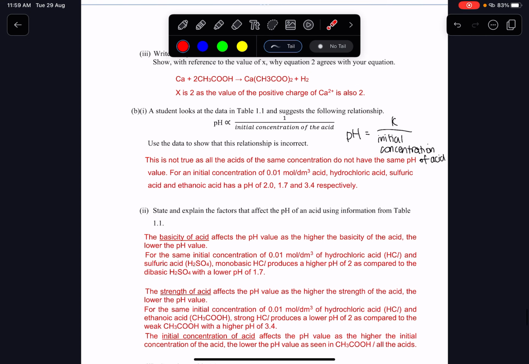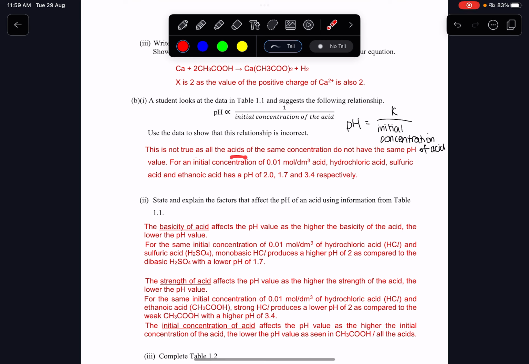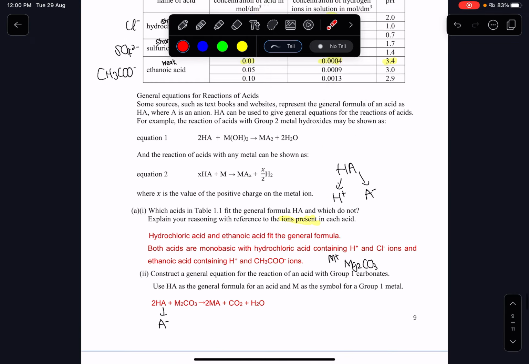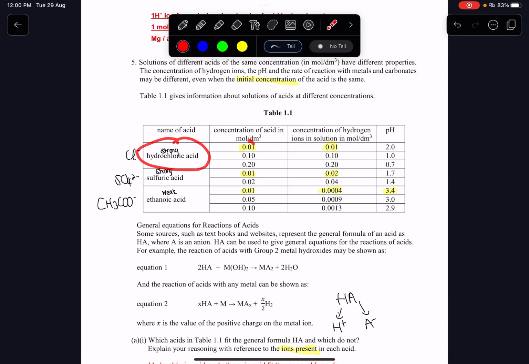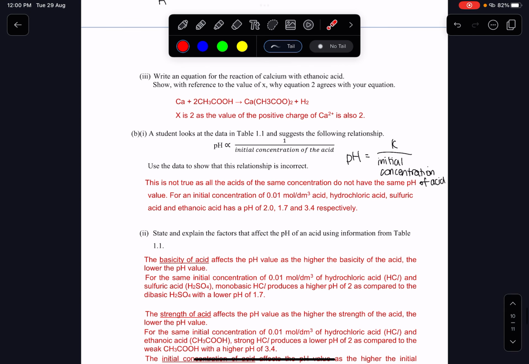There are many ways to do it. No matter which way you do, you'll notice that it's not true, as acids of the same concentration do not have the same pH value. One, you use the same acid but different concentrations and show that it doesn't correspond to the pH, it is not 1 over. Or you can compare across different acids with the same concentration and compare their pH. Either way works. For this case, I chose initial concentration of acid. I used all 3 acids and they have different pH despite having the same concentration. I show that this relationship is incorrect.